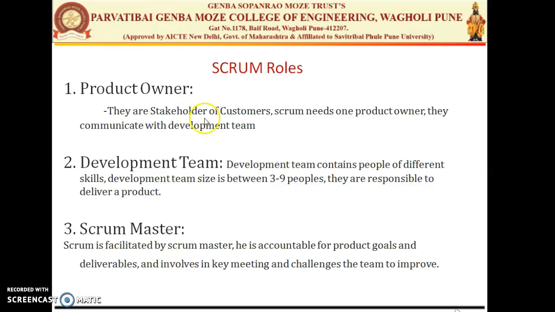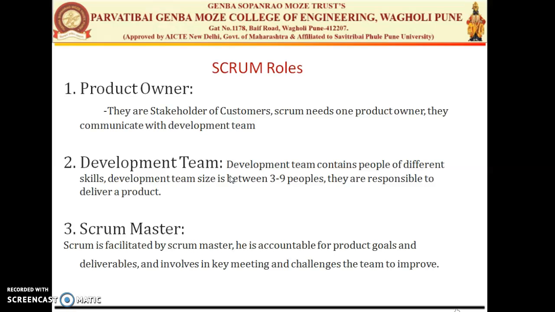The second one is the development team. So generally they are responsible for delivering a product. Who is the development team? The team contains persons with different skills. Sometimes there are developers, testers, middleware developers. So the development team contains skilled persons.